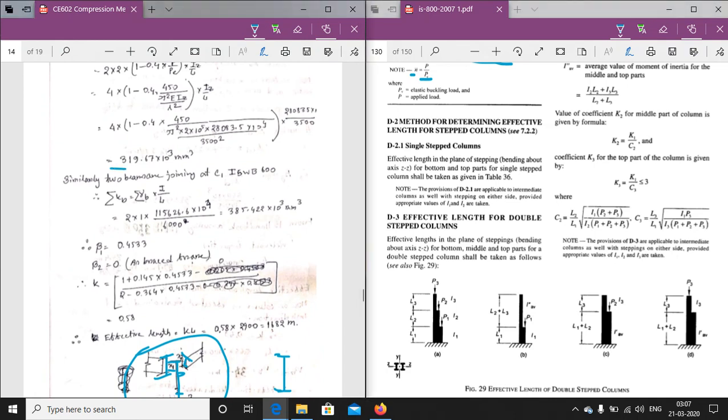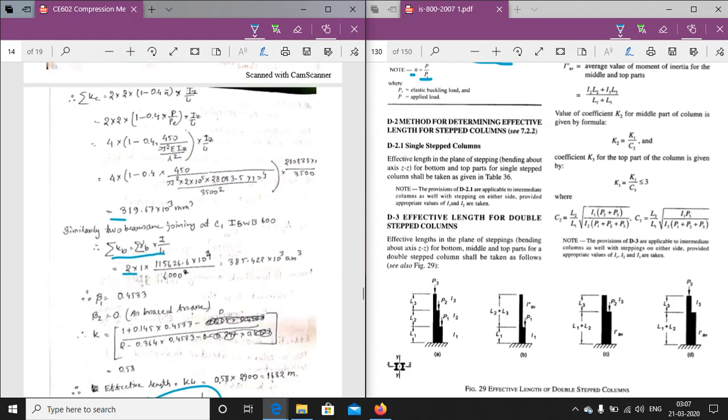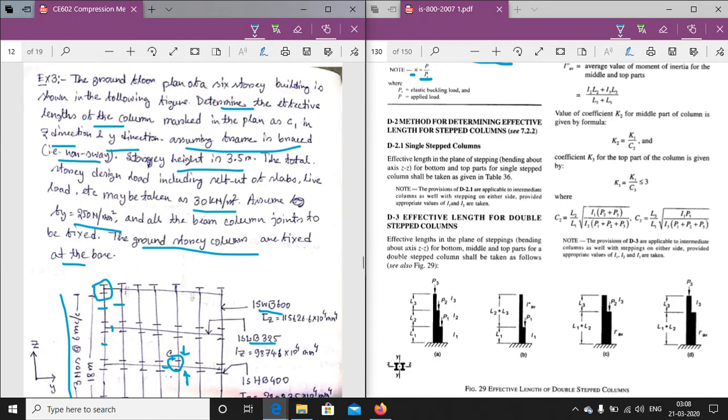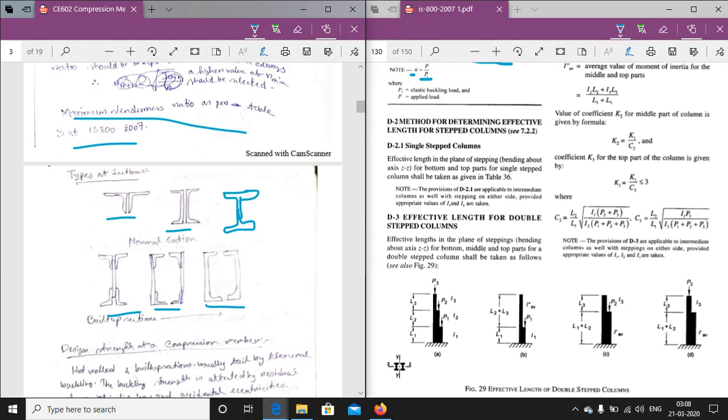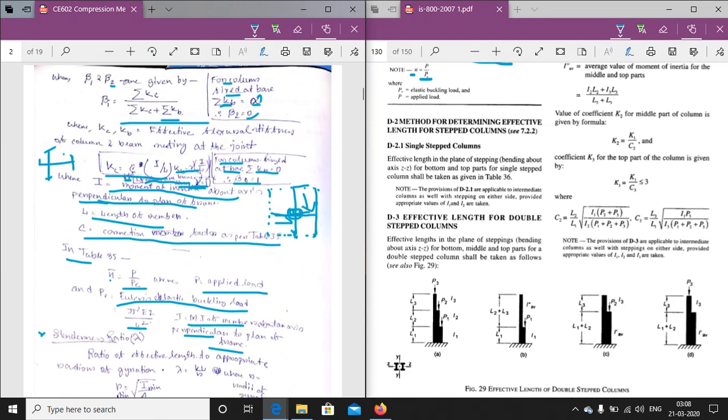Now similarly, two beams are also connected at C1. So similarly, Kb will be equal to gamma b into I by L. Similarly, 2 into 1 into that value I by L. Now gamma b will always be equal to, let us go again to the formulation. It has been said, and I have already said, that if the beams are braced in position, gamma will be equal to 1.